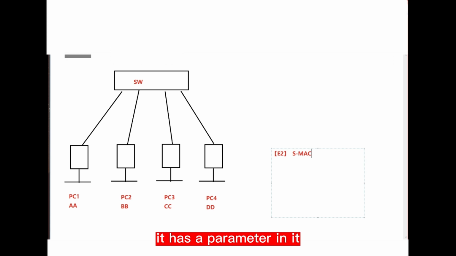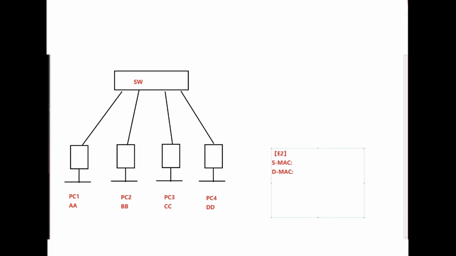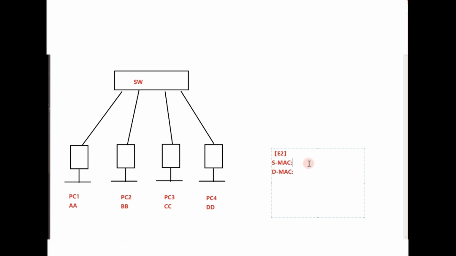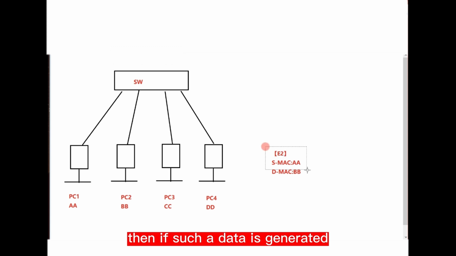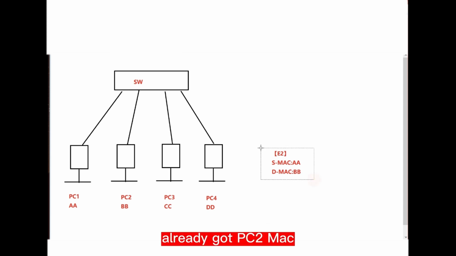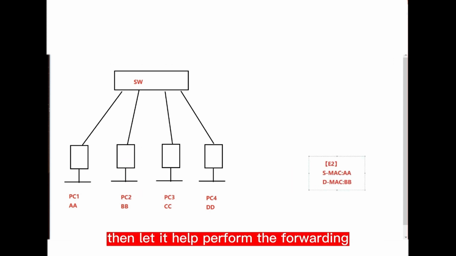It has parameters called SMAC and DMAC, source MAC and destination MAC. Now PC1 is going to visit PC2. The source MAC is AA and the destination MAC is BB. If such data is generated, it proves they have made an ARP request and already got PC2's MAC. This data is then sent to the switch, to let it help perform the forwarding.